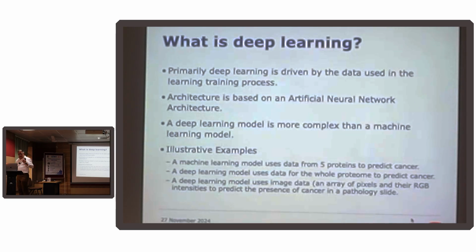So a deep learning architecture has a complex architecture. A deep learning model is more complex than a simple machine learning model. So I'll give you some examples of deep learning to illustrate this. A machine learning model that uses just 5 proteins to predict cancer is going to be just a machine learning model. It's not that deep.